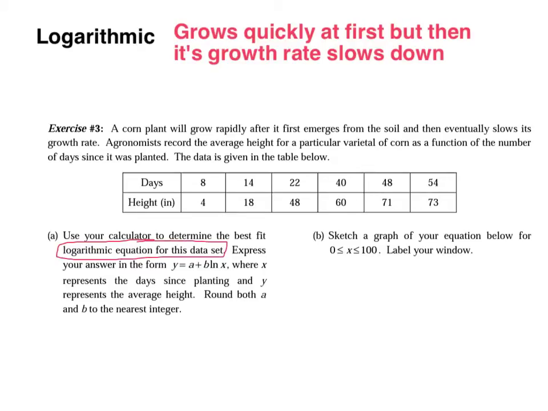Express your answer in y equals a plus b ln x form, where x represents the days since planting and y represents the average height. Round both a and b to the nearest integer. All right, so here's where we pause it. We go back to our stat edit and we enter all that in. So you work your calculator and I'll work mine.